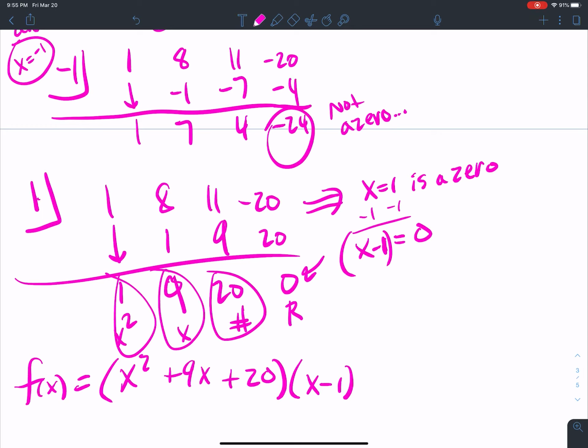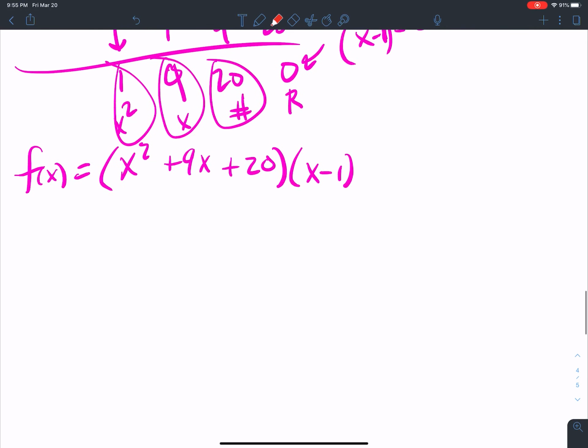Well, if I have a trinomial, hopefully this will be easy to factor. If it's not easy to factor, then I'll have to use a quadratic formula. And so let's see if we can knock this one out. So this looks like a is equal to 1, so AC method, multiply to 20, add to 9. 5 times 4, that's 5 plus 4, so that works out.